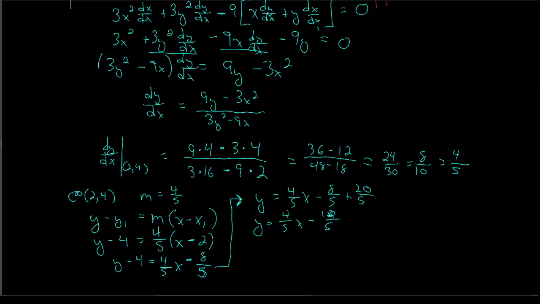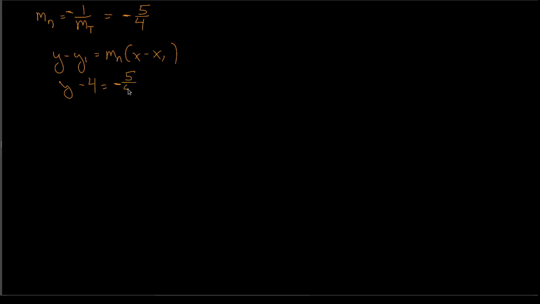But we were talking about normal lines, so let's create the normal line for this. And for us, the normal line is a change in the slope. So slope normal is going to be 1 over the slope of the tangent, negative, which becomes -5/4. So that means our normal line is y minus y1 equals m normal, x minus x1. Our y1 is still 4. This is now -5/4. And our x is still 2.